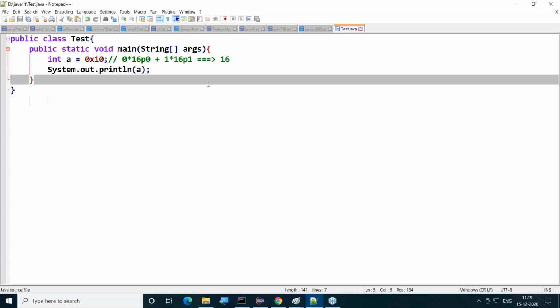Okay. So the next one is after completion of this particular thing, after understanding this. What next do we have to do after understanding this?